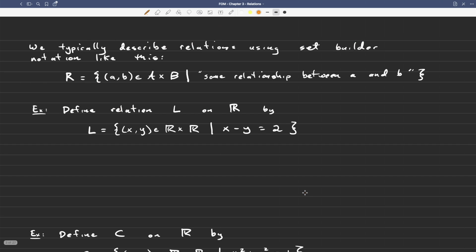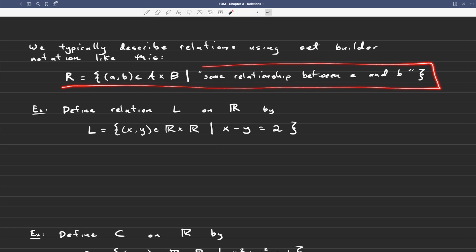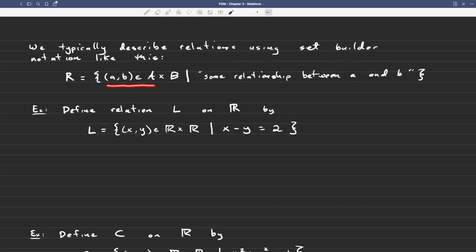Getting past the toy examples where we're just listing some random ordered pairs, the way we typically describe a relation is we use our set builder notation and do something like what I have here. We describe a relation R as, well, we've got some ordered pairs and we say what cross product those ordered pairs live in, and then we give some relationship between the components of those ordered pairs that ties them together.